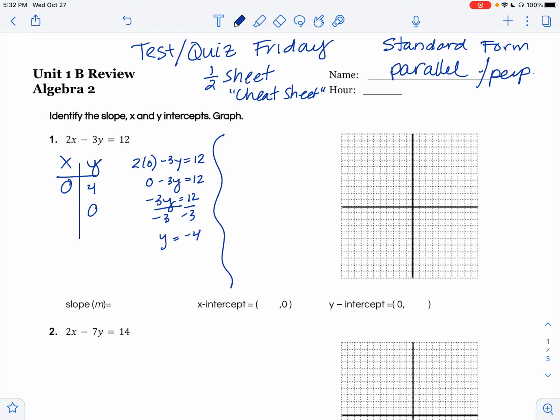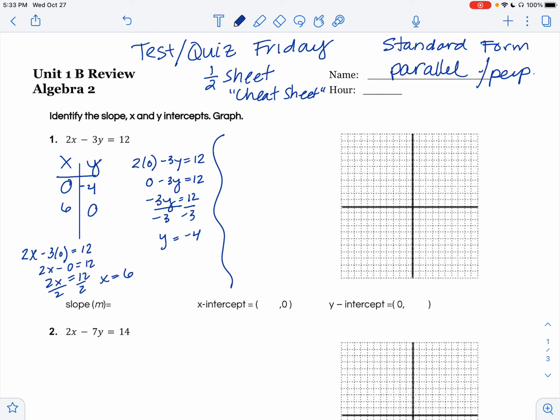And then I'm going to do the same thing and plug in 0 for y. So I'll try to show my work over here. 2x, plug in 0 for y. 2x equals 12. And I get x equals 6. And I'll put that here. Oops, I forgot my negative sign here.